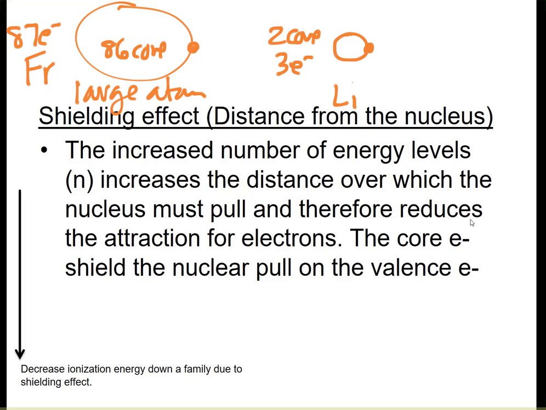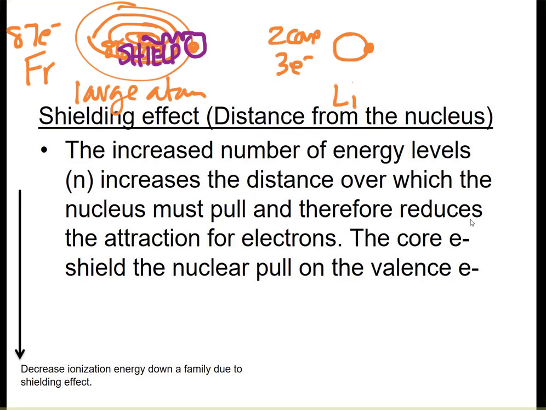What happens with francium is those 86 electrons and all their energy levels end up acting as a shield to block the nuclear pull. So the nucleus reaches out and has to go through all these electrons to hold on to that outermost electron, but those core electrons are shielding it. So not only do you have a greater distance, but you also have electron shielding. And so what that means is that it's really easy to remove that outermost electron for francium, which is a metal.